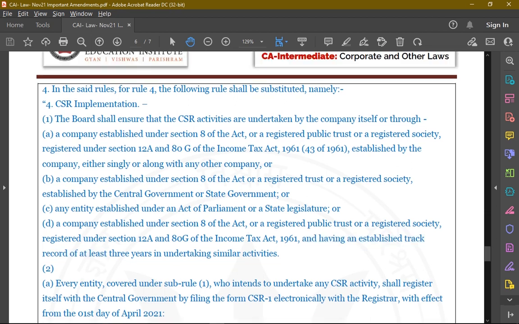Now basically these 4 we are covering. Which 4? The Section 8 company, public trust, registered society. This is the A part, then B, C and D. 4 different things we are covering here.